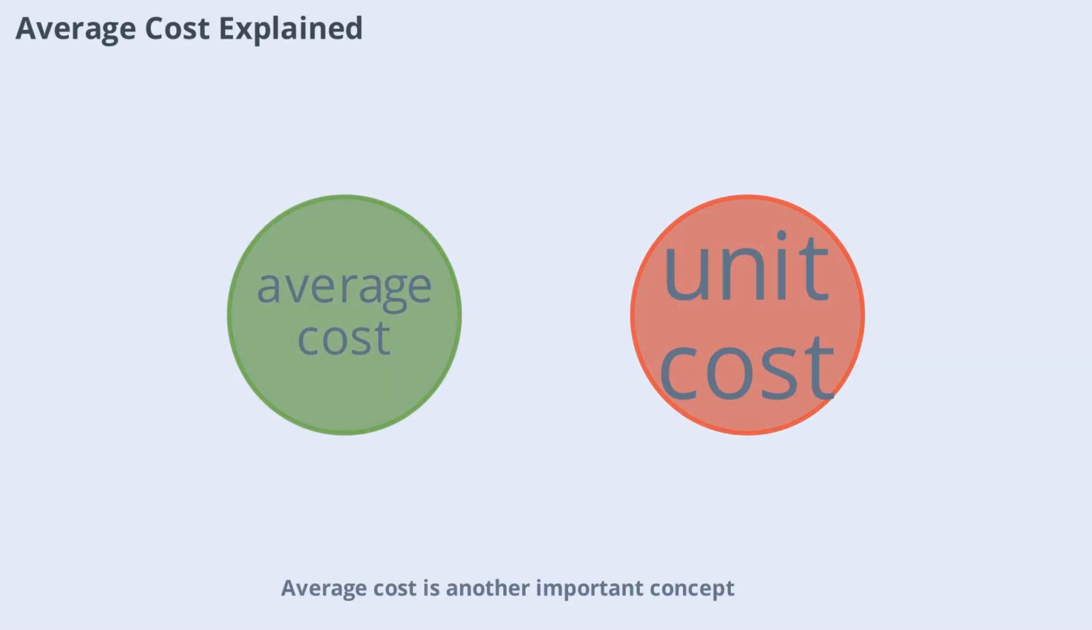Average cost is another important concept. It's calculated by dividing total cost by the number of units produced. This tells us on average how much it costs to produce each unit. As production increases, average cost often decreases due to fixed costs being spread over more units. However, if variable costs rise too quickly, average cost can start to increase again. Monitoring average cost helps businesses stay competitive and efficient.